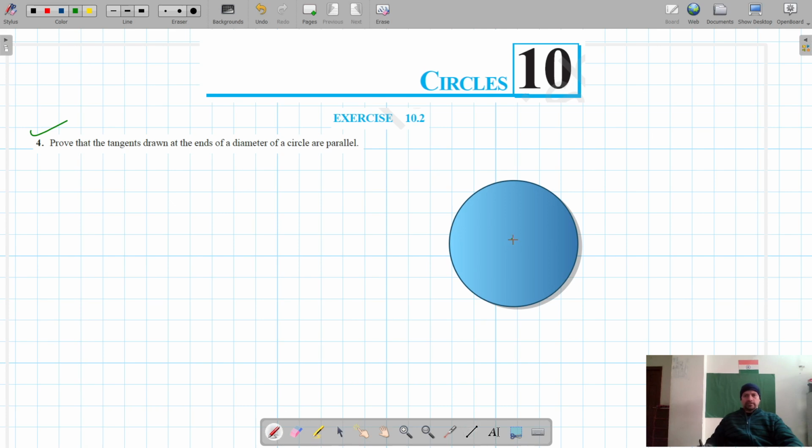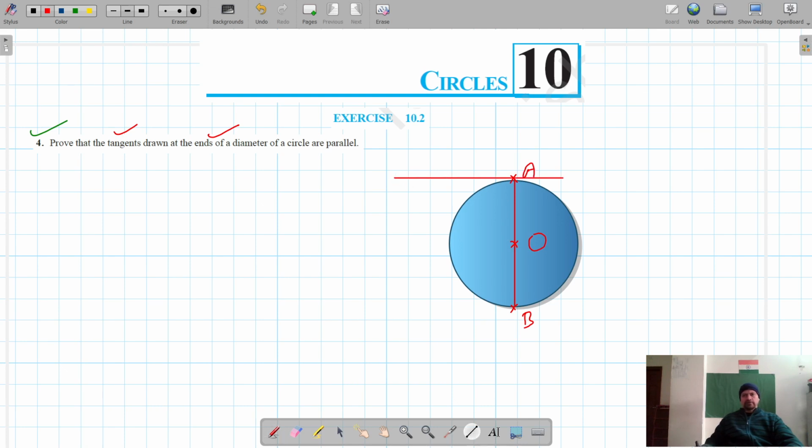Let's say O is the center of the circle, and AB is the diameter. Let me draw the diameter first. So let's say this is the diameter and it's going through the center of the circle. This is the center O. And we have to draw two tangents at the ends of the diameter. So these are the ends of the diameter, let's say A and B.